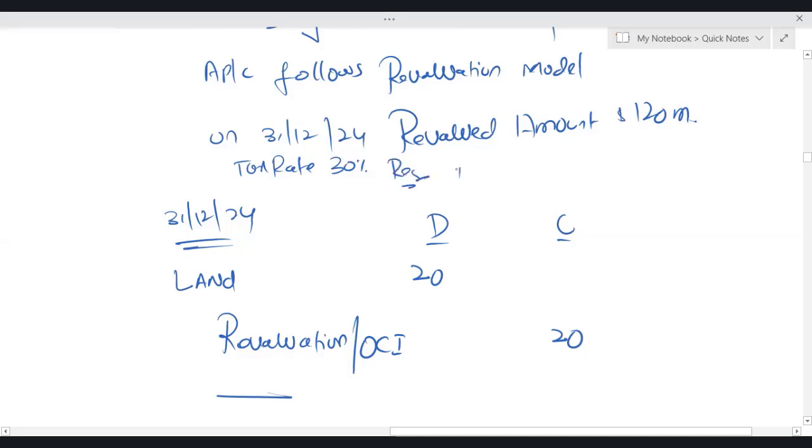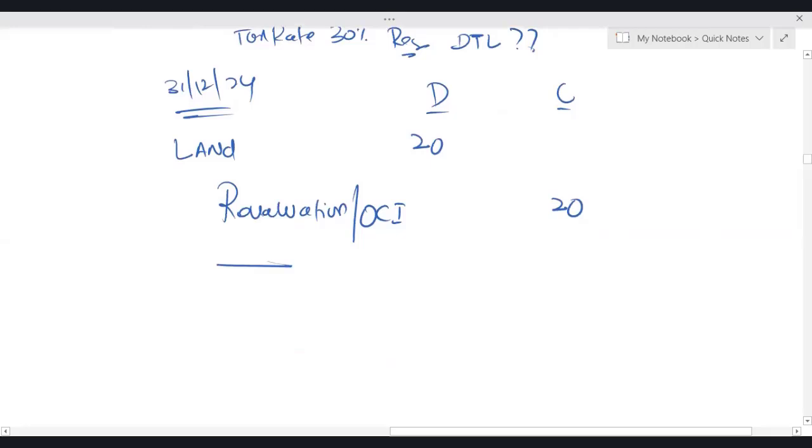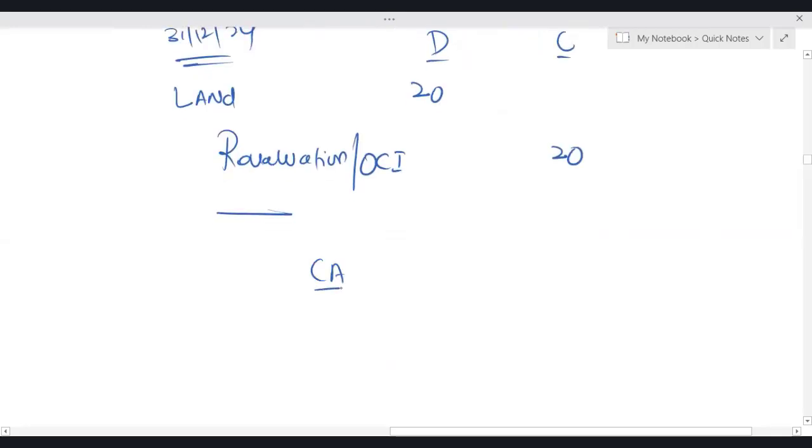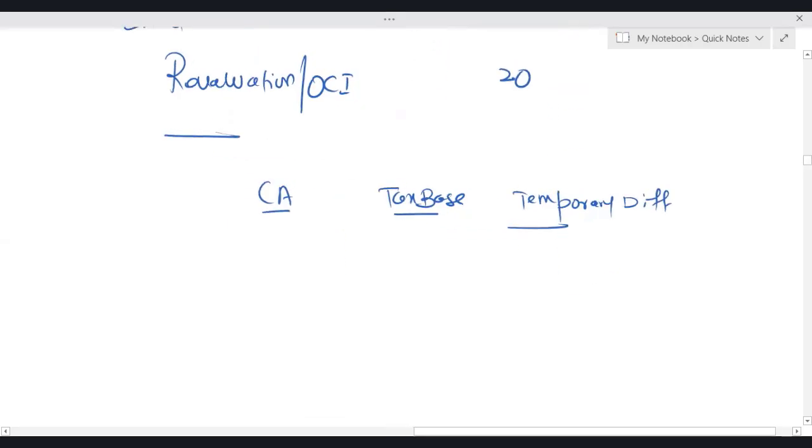Required: deferred tax liability. We are simply required to calculate deferred tax liability and prepare the journal entry. Carrying amount, tax base, temporary difference. Carrying amount, tax base, and temporary difference, land. December 2024, land will have the carrying amount of 120 million.